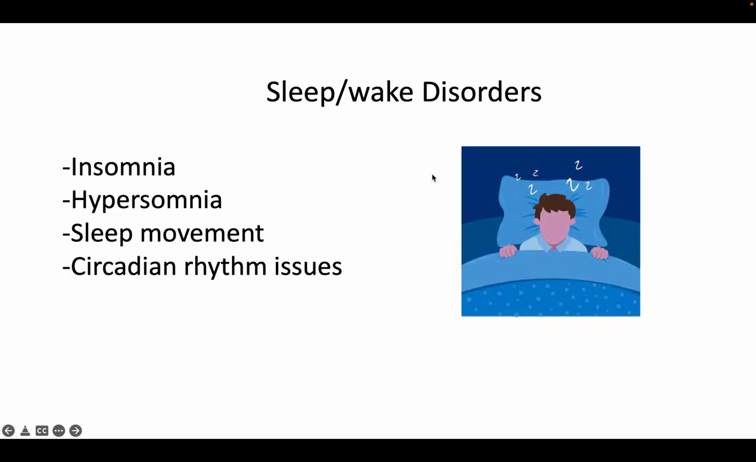Sleep-wake disorders include not sleeping enough, the inability to sleep like insomnia, and sleeping too much. I guess hypersomnia would also include narcolepsy, falling asleep without warning. Also movement disorders like sleepwalking, and problems with circadian rhythms.